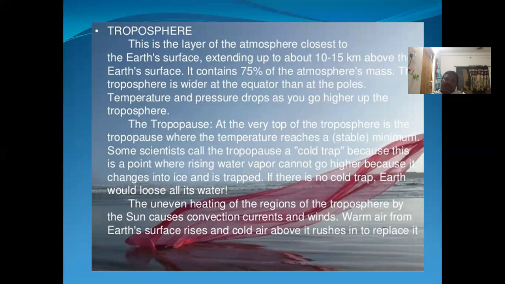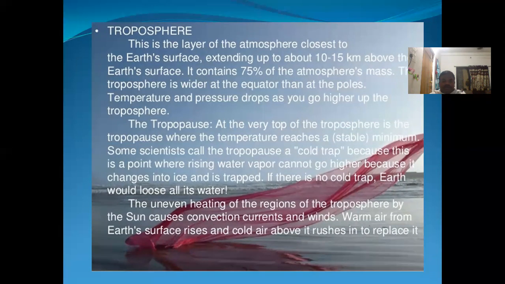Troposphere: this is the layer of the atmosphere closest to the earth's surface, extending up to about 10 to 15 kilometers. The troposphere is wider at the equator than at the poles. Temperature and pressure drop as you go higher up the troposphere. At the very top of the troposphere is the tropopause, where the temperature reaches a minimum.